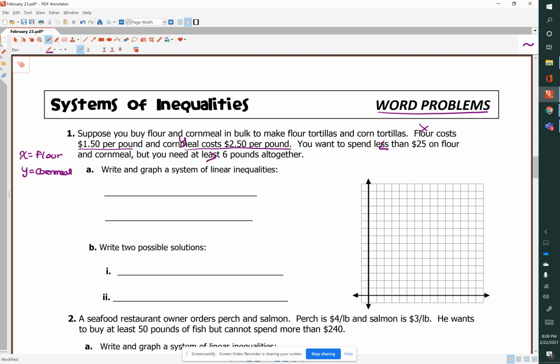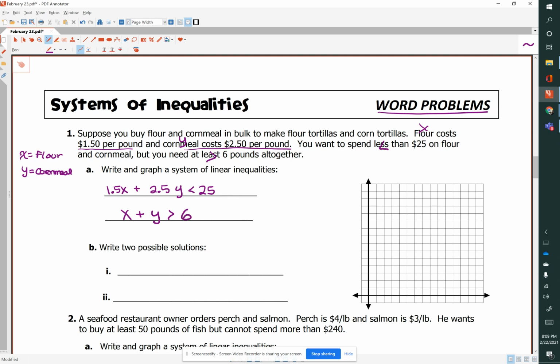So I've got the flour and the cornmeal. I'm going to spend less than $25. So flour is $1.50 per pound, so 1.5x, plus cornmeal is $2.50 a pound, so I'll make that 2.5y is less than 25. Now, we need at least 6 pounds of this combination of flour and cornmeal so that we can make the amount of food we want to make, the number of tortillas. Maybe there's a party or something that she's planning. So the flour is in the tortilla, the x plus y must be greater than 6.